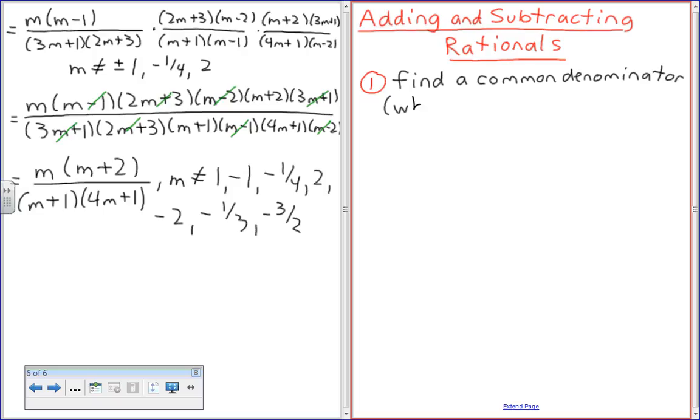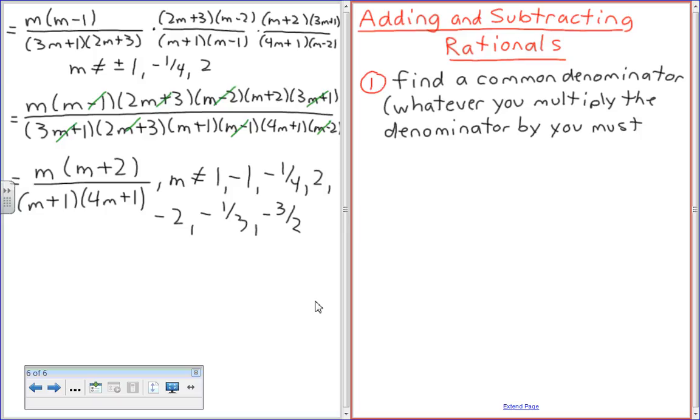Bracket, whatever you multiply the denominator by. Shoot. You must also... I want to apologize, this is actually step number 3. I'm sorry, that's the truth, it actually is number 3. I'm doing this from memory because the internet wasn't supposed to be working.